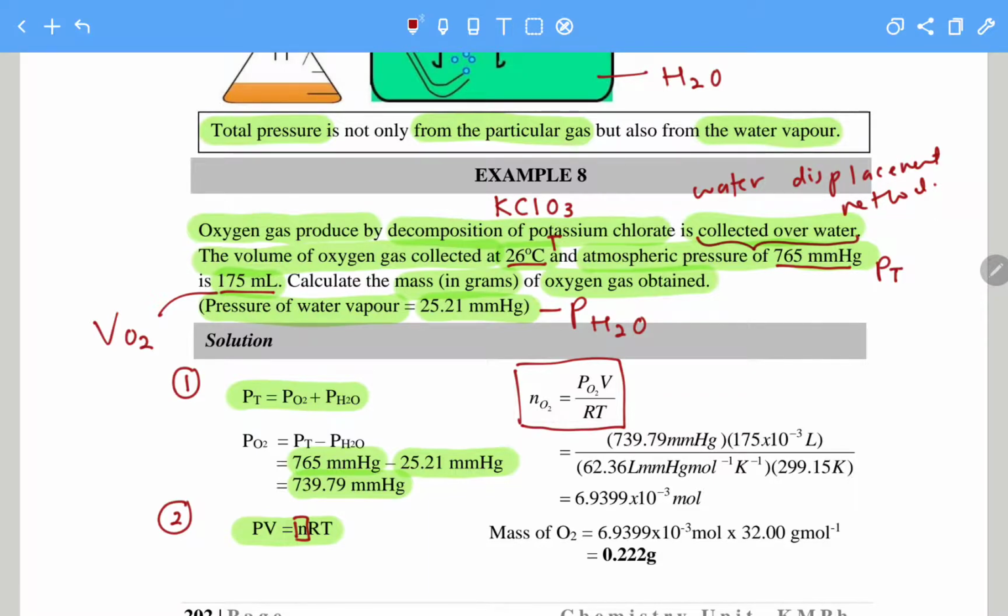So nO2 equals to P. So the pressure here is the partial pressure of oxygen gas, PO2 V over RT. Just that what teacher wants you to correct is the value of R, the gas constant, which teacher said for our syllabus is 0.08206 liter ATM per mole per Kelvin, right?